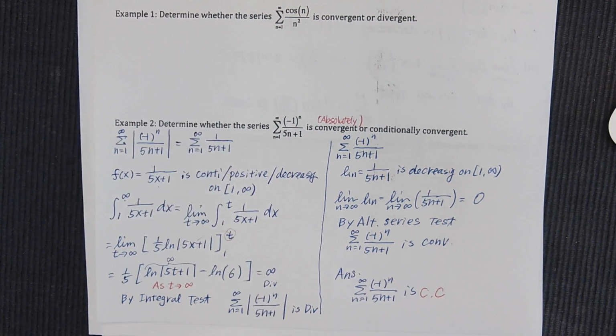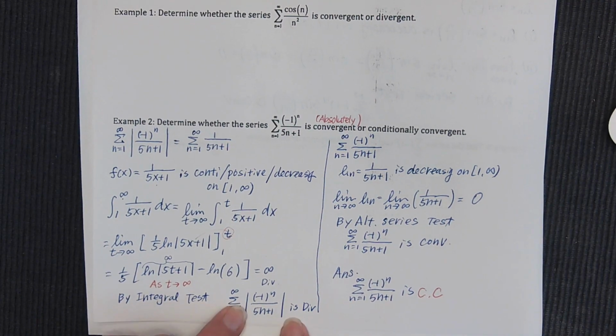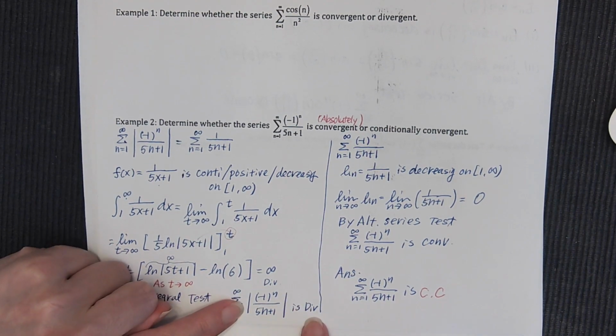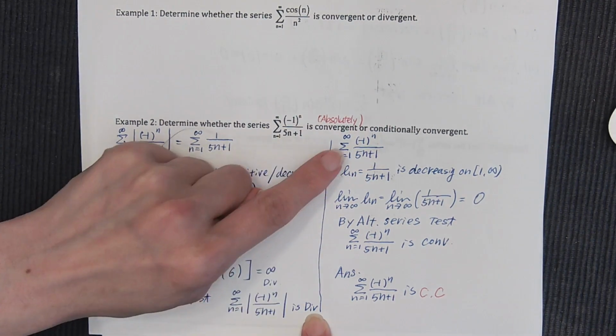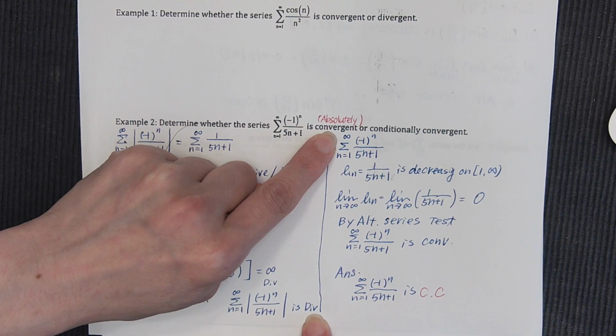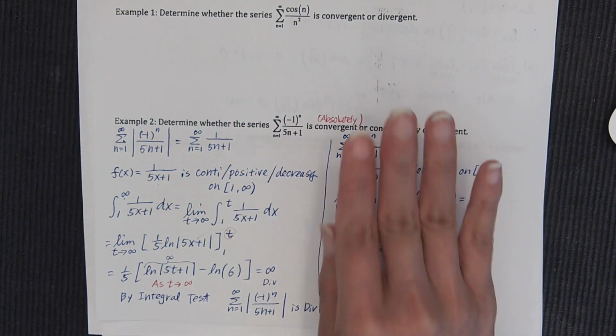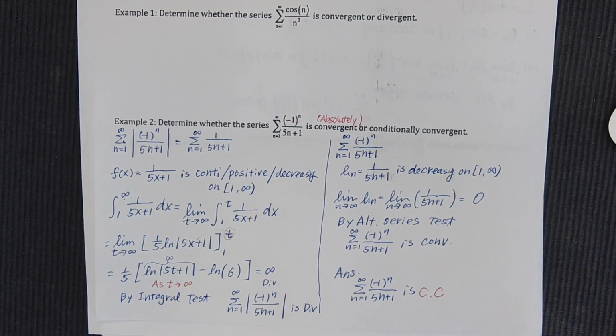Professor, what makes it conditionally convergent? If for one we get a divergent and for the other we get a convergent? Yes. If I take the absolute value, it's divergent. If I don't take the absolute value, it's convergent. Then you say conditionally convergent, CC. If both were convergent, it would be absolutely convergent. If you take the absolute value and end up with convergent, you are done. You don't need to do any extra work. Okay, thank you.